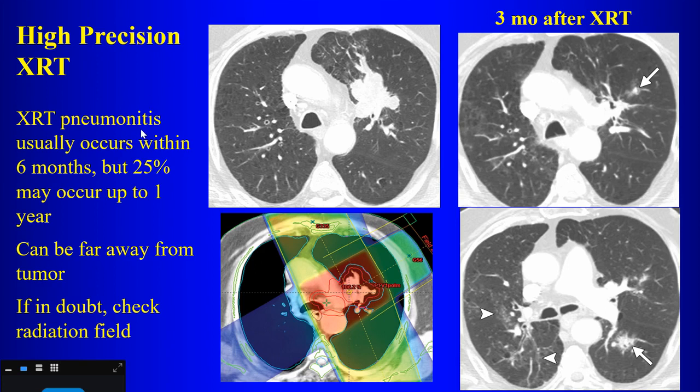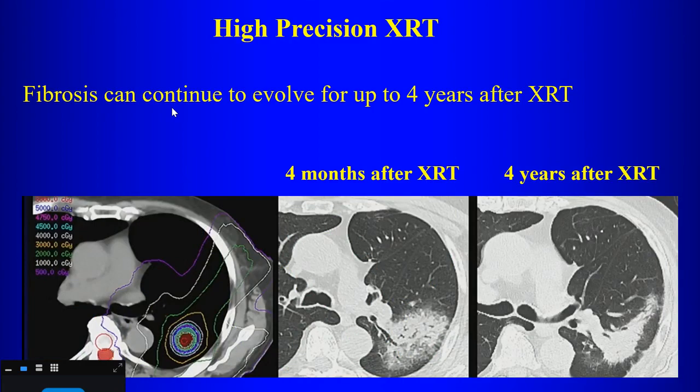So what can happen then is we can have radiation pneumonitis on the opposite lung. So the tumor is here, 3 months after therapy, some of these changes are radiation pneumonitis, but here on the other side, these changes are also from radiation pneumonitis on the other side, okay? If in doubt, you can talk to the radiation therapist, check the radiation fields.